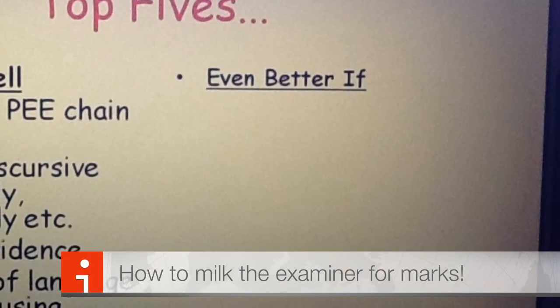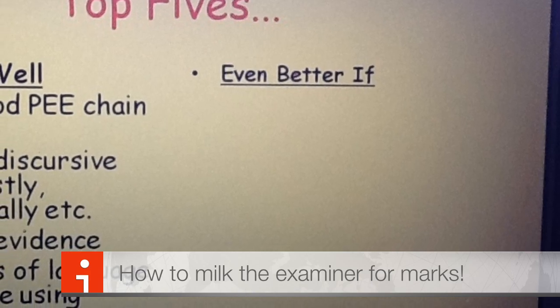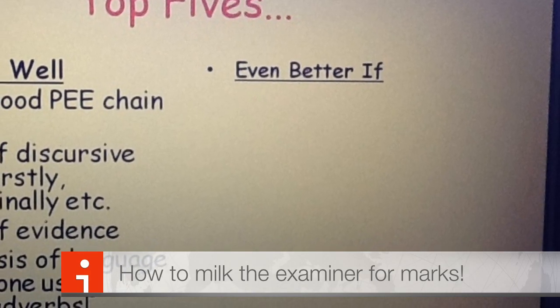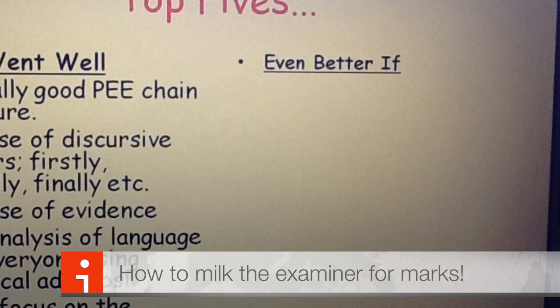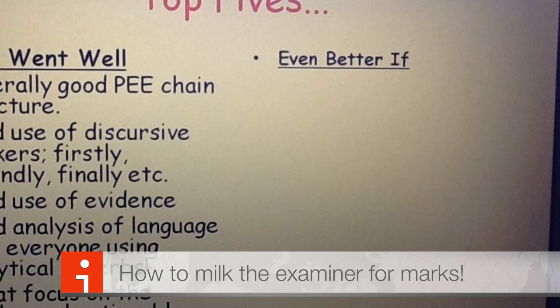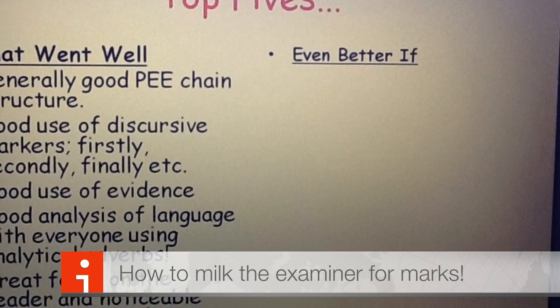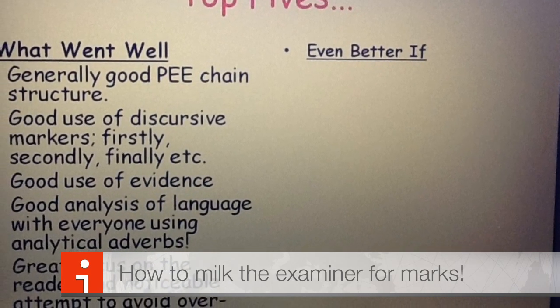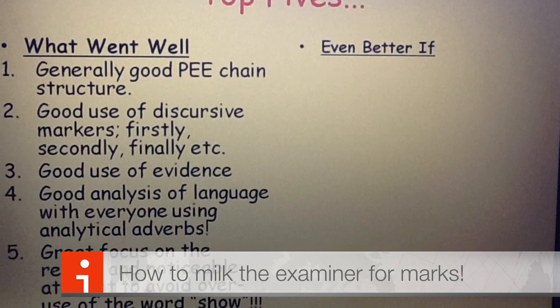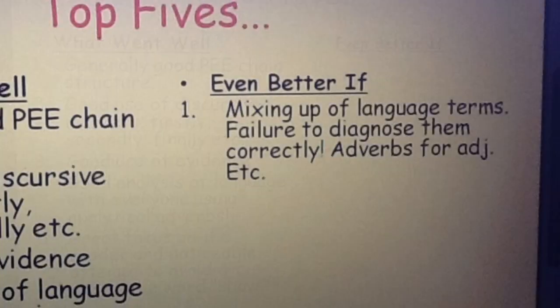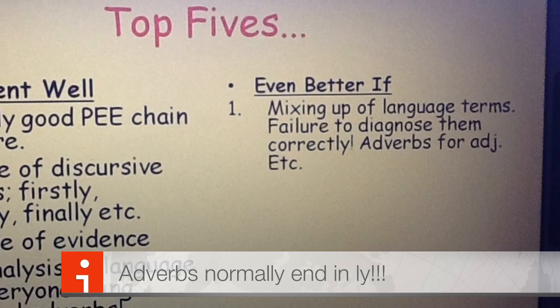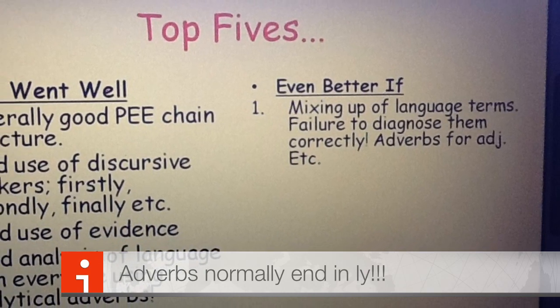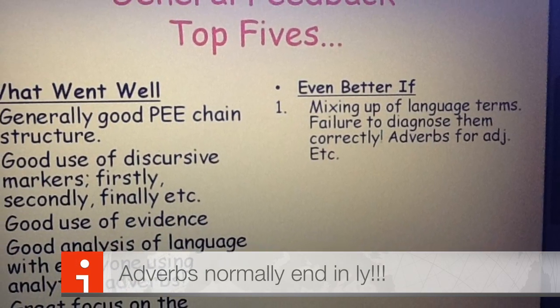Now, even better if, or what can we do to improve? I'm going to fly through these very quickly because I'm going to do a little bit more on each one in a slide with a lot of examples and some examples of students' work, which you can pause the video and have a good read of. The first one is mixing up language terms. People saying the author uses an adverb when it's an adjective. You really can't afford to do that.